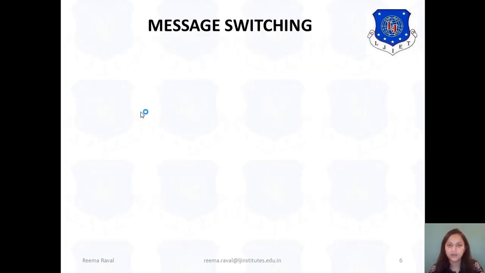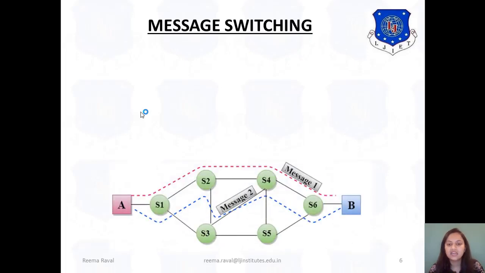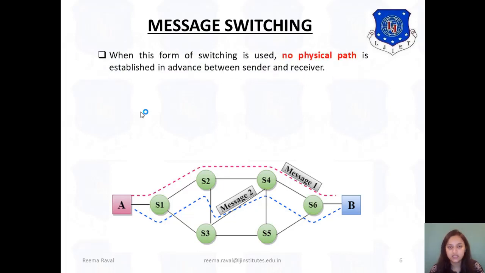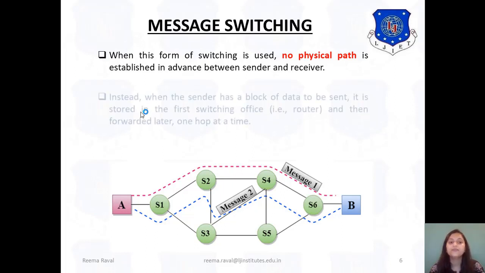Now let us see what is message switching. This is the diagram of message switching. As you can see, different messages travel through different available paths from source A to destination B. When this form of switching is used, there is no physical path that is to be established in advance between the sender and receiver, unlike circuit switching.